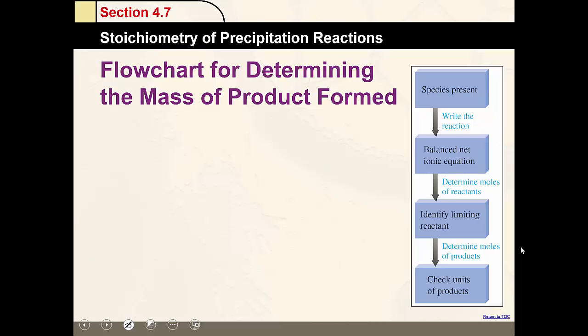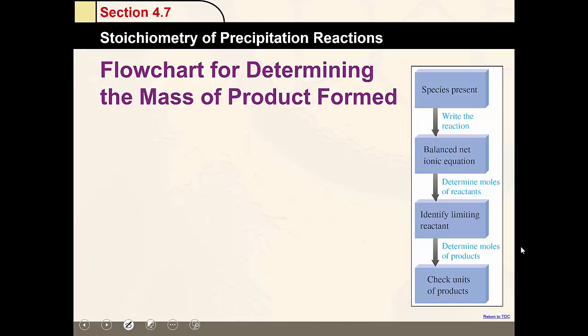So this process is the same for any stoichiometry problem using solutions. You have to identify the species present, then write the overall balanced molecular equation. Then from that, you can write the balanced net ionic equation. And then you have the volume and the concentration of each of the reactants. And from that, get the moles of the reactants. Then use those to convert to the mass of your precipitate, the mass of your solid product.